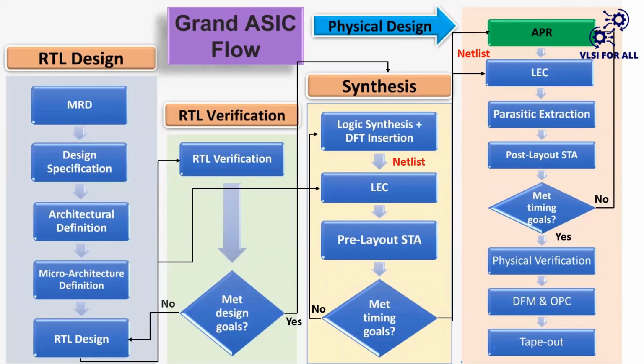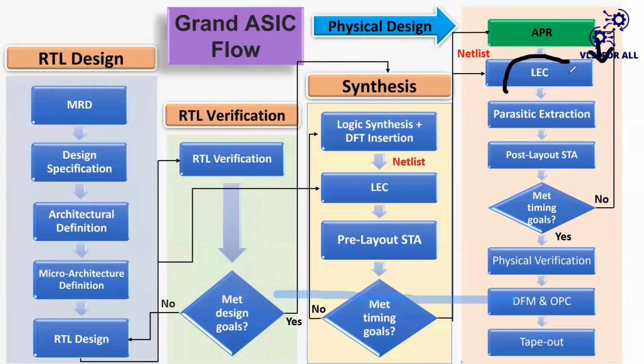Whatever interconnections we see in the gate level netlist, the tool has to keep some of them. But if there is any issue, it may miss those interconnections. So after the APR stage, if those interconnections are missed or anything happens, we will do LEC again.